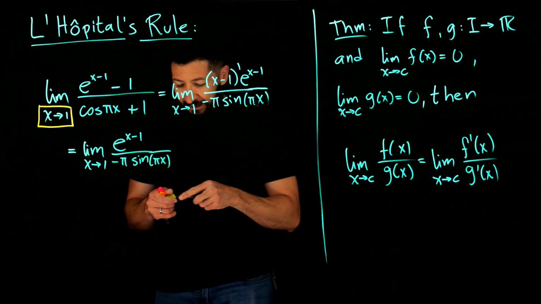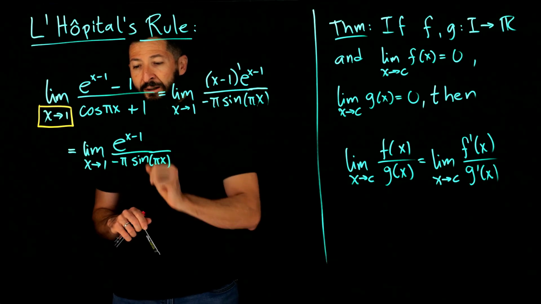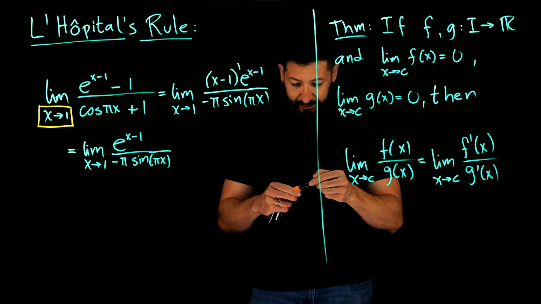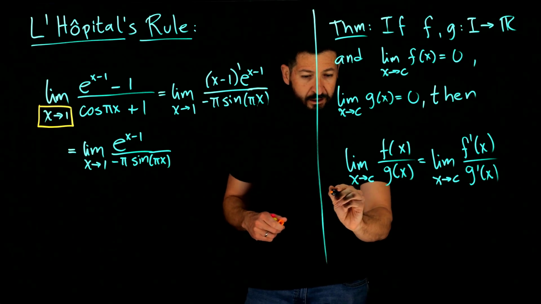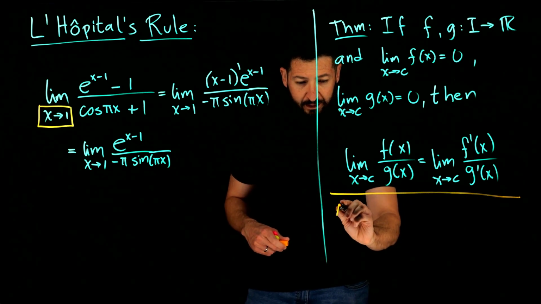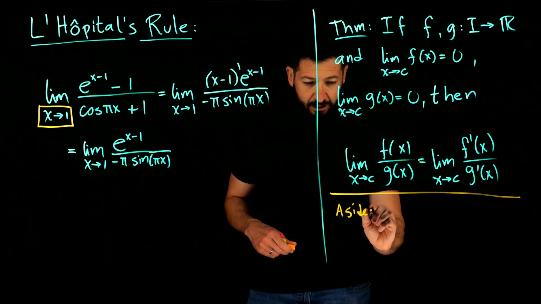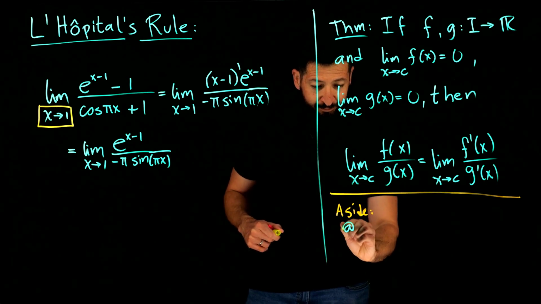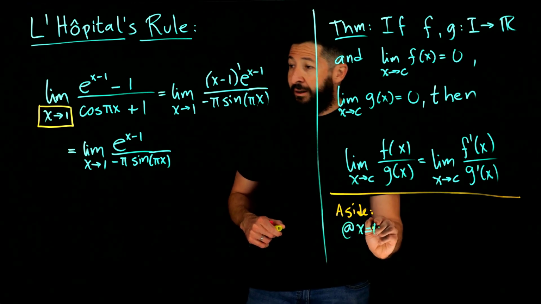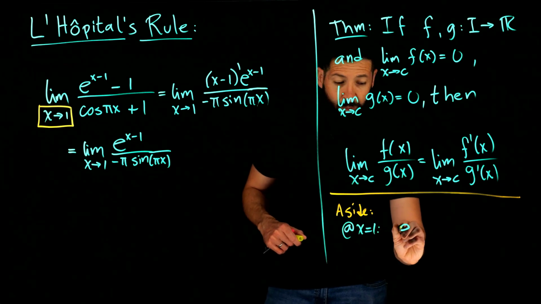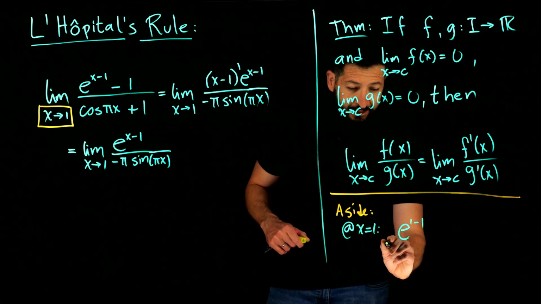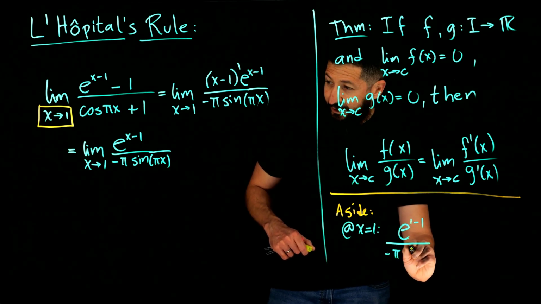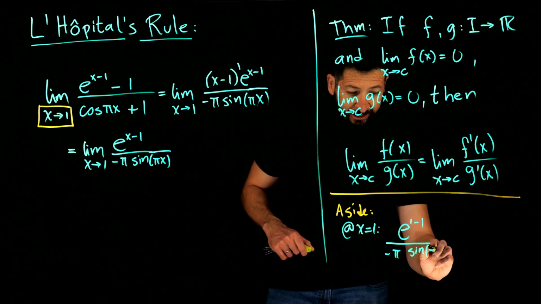All right, so now, as an aside, I evaluate at x equals 1. I'm going to write it here. When I evaluate at x equals 1, what do I get? Well, I get e to the 1 minus 1, e to the 0, over negative pi sine of pi x.